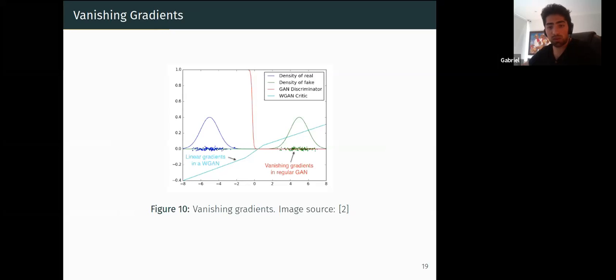Vanishing gradients are also a big issue here. Almost zero gradients are obtained via regular GAN. As we can see, the original GAN discriminator, as pictured here with the red line, provides almost zero gradients almost everywhere, and that's going to have some issues because we are not going to be able to update our neural networks to keep them improving more and more.